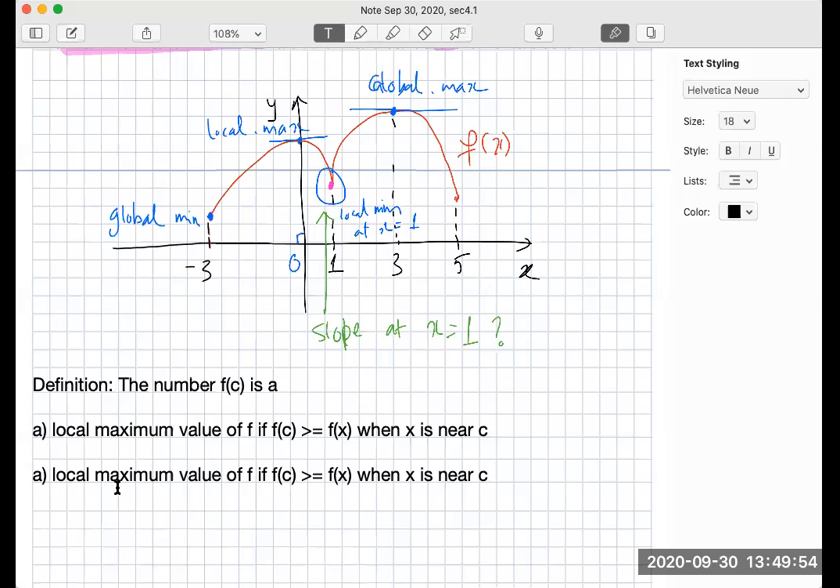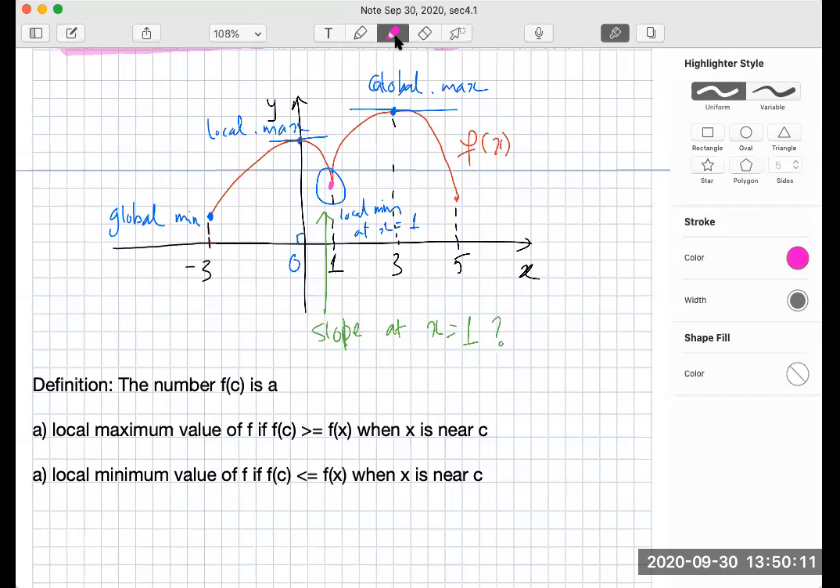And similarly, we have the local minimum of f if f of c is smaller or equal to f of x near c. So remember, this is near c, okay? Locally near the point. That is why we call it local maximum and local minimum. We haven't studied that much, right? Just some definitions.